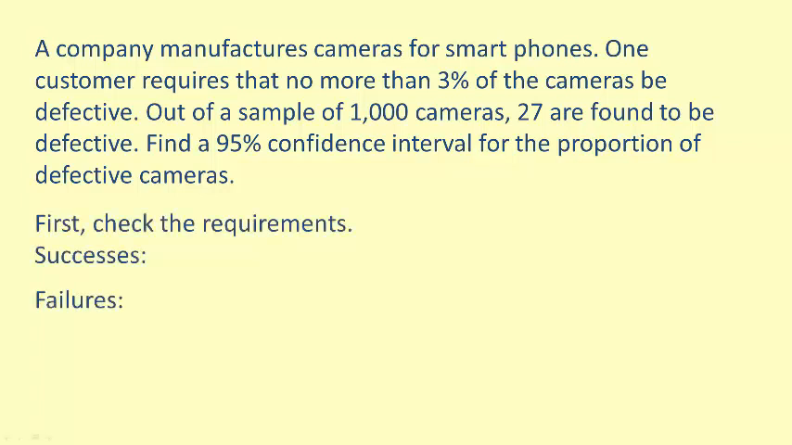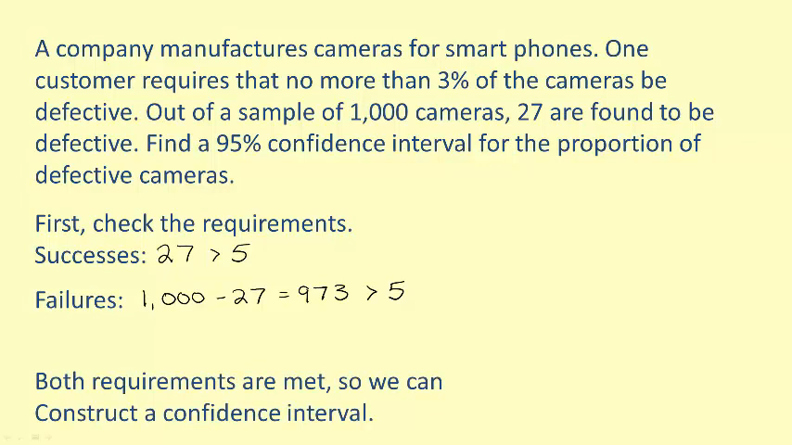First, we must check to make sure the two requirements are met. Note that in this case, a success is a defective camera. Check the number of successes. There are 27 successes, which is greater than 5. Next, check the number of failures. 1,000 minus 27 equals 973 failures, which is greater than 5. Since both requirements are met, we can construct a confidence interval.